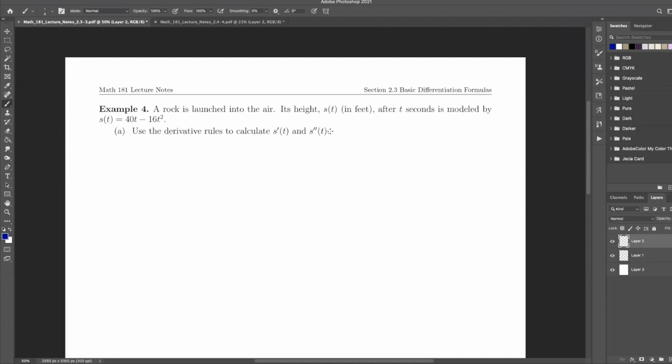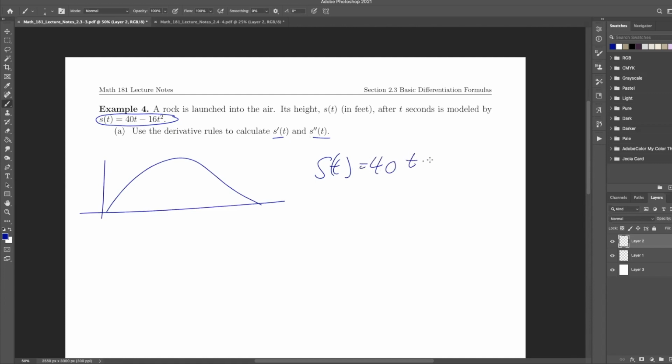Anyway, so use the derivative rules to calculate S and S prime. So here we're given a position of a falling rock. This is usually a rock. You launch a rock in the air, it's going to go up and up and up until gravity finally overwhelms and it starts going down. And so it looks something like this, right, if I graphed it. So here, we're given S of t, which is 40t minus 16t squared. So I want to find d dt of S of t, which is equal to S prime of t, right?